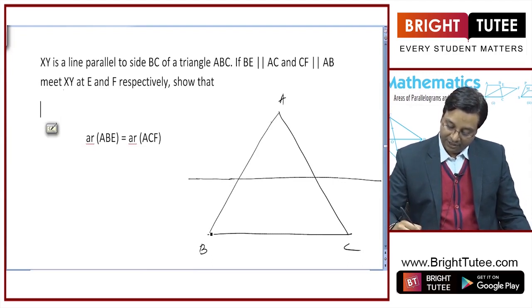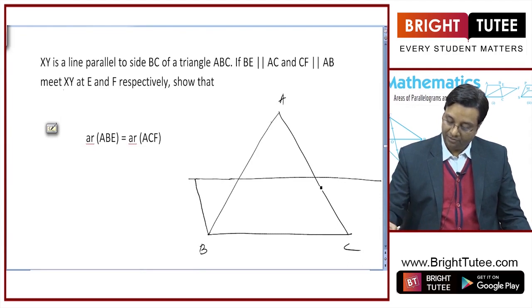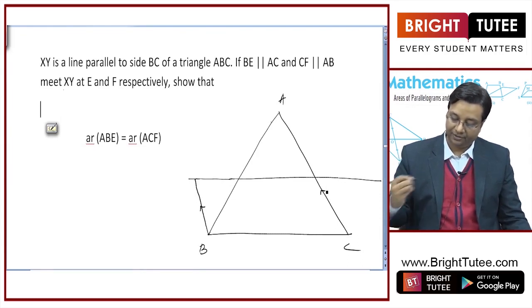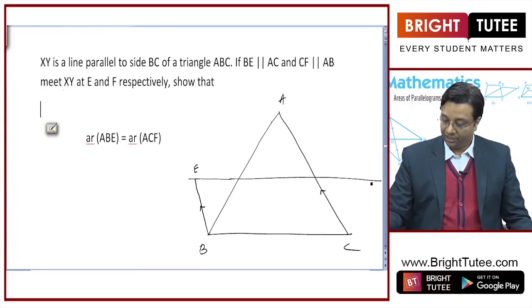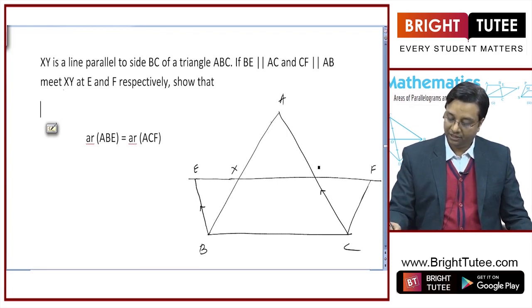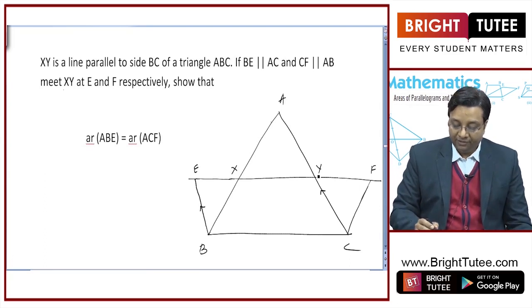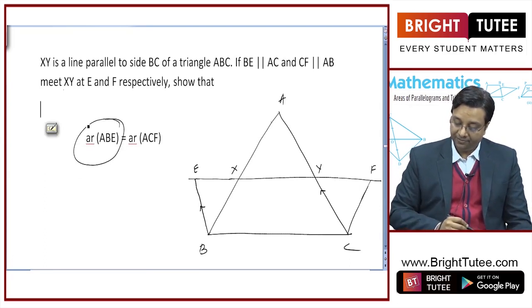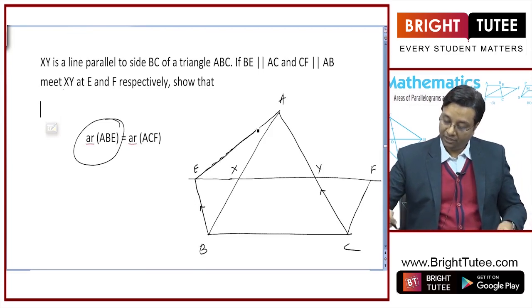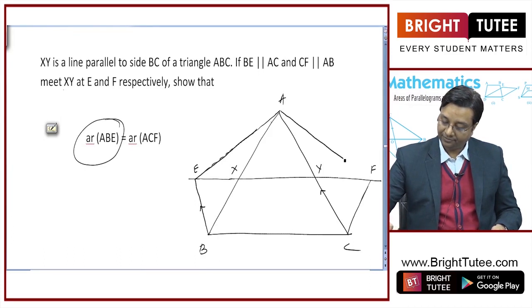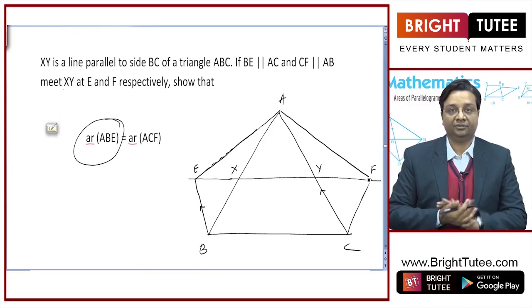I have got a line passing through B which is parallel to AC, right, and this is BE. Similarly, I have got a line parallel to AB, CF, and this was XY. Now what I need to prove is area of triangle ABE, that is this triangle. Let me complete it. Will be equal to area of triangle ACF. This is what I have to prove.